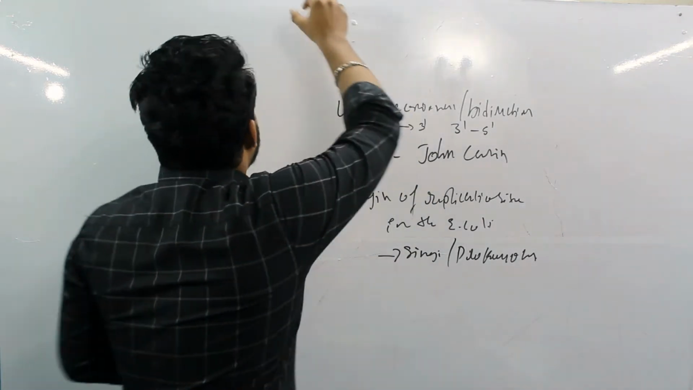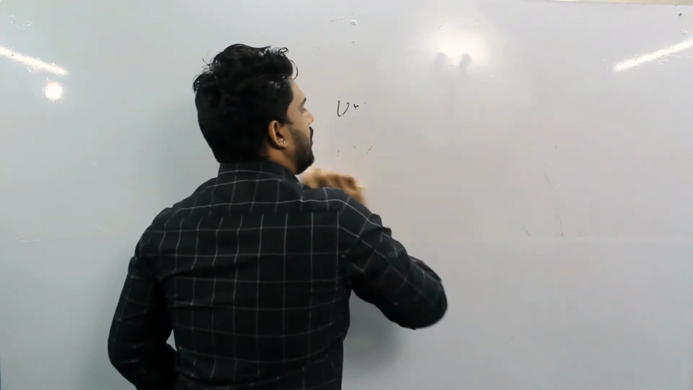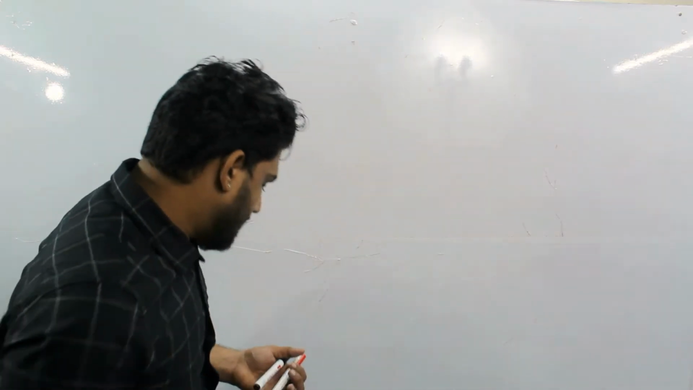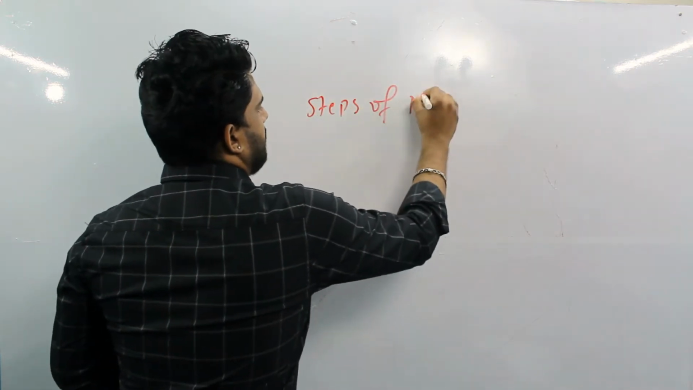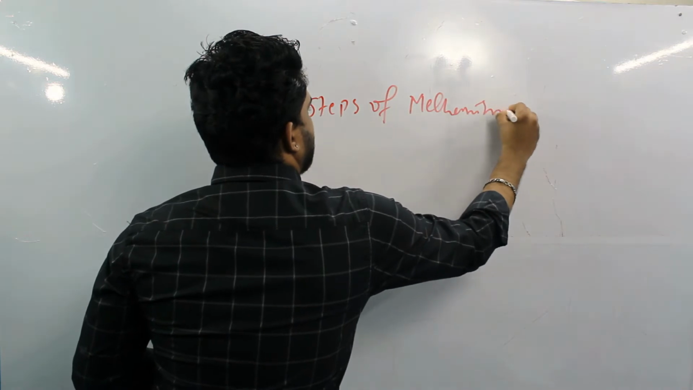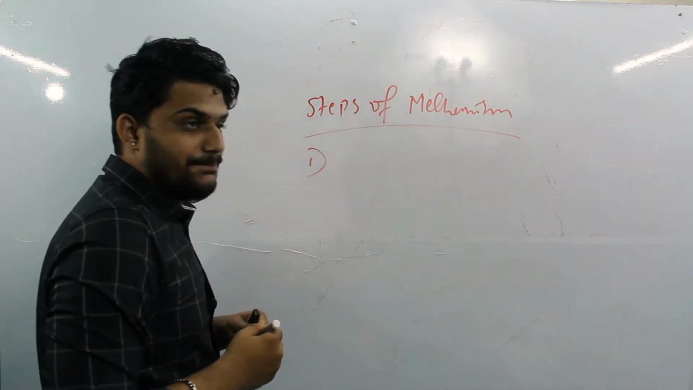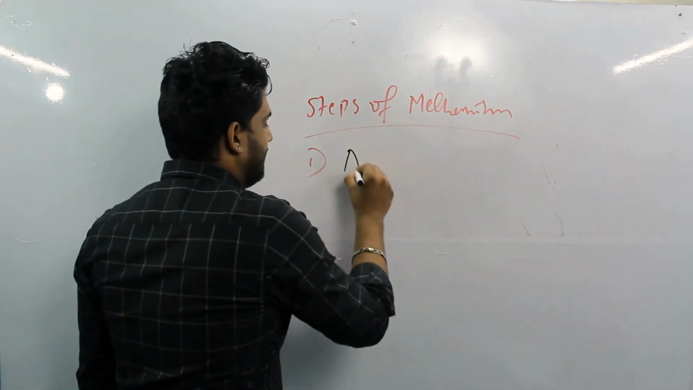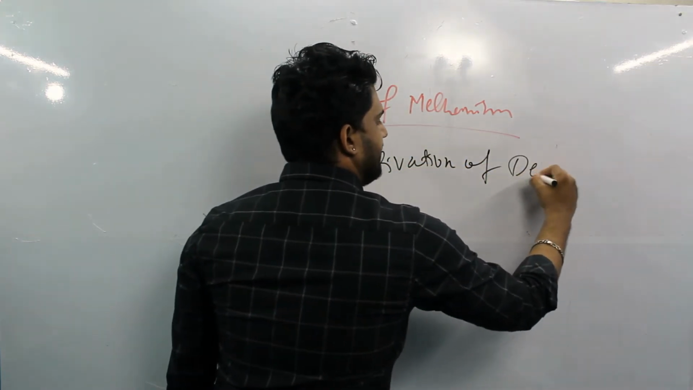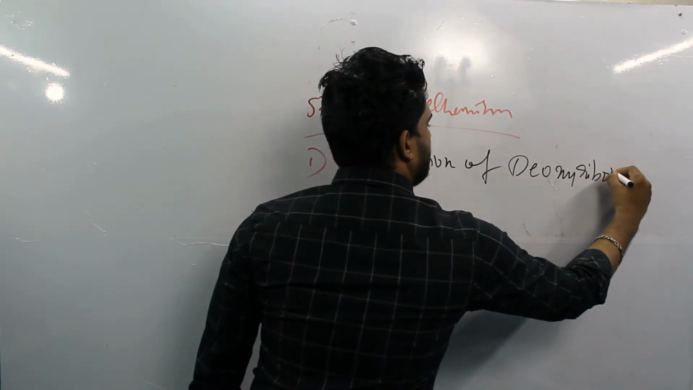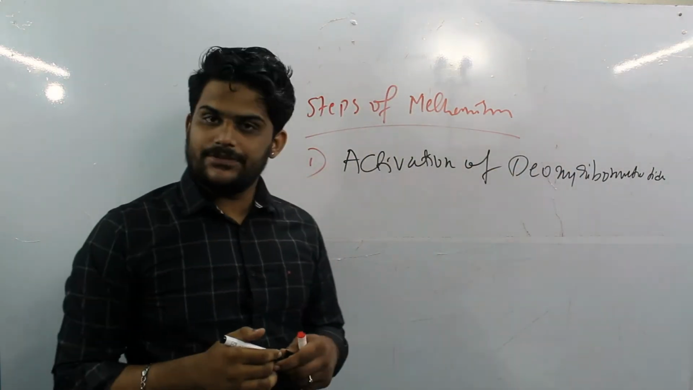And now coming to the mechanism, the first step of the mechanism of DNA replication is a very important step: the activation of deoxyribonucleotides. As I have mentioned in the last video itself, what are the 4 different kinds of nucleotides?